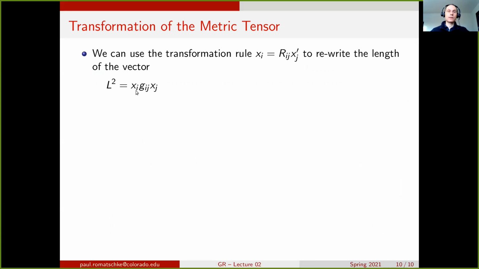So remember that L squared is just x^i x^j g_ij, and that we can write in terms of the new coordinates x prime by replacing every occurrence of x through the transformed coordinates. So x^i is written as R_ij x'^j, and similarly for x^j. In order not to get mixed up with the indices, I use m for the transform of the coordinate x^i, and I use n for the index that's the transform of x^j.